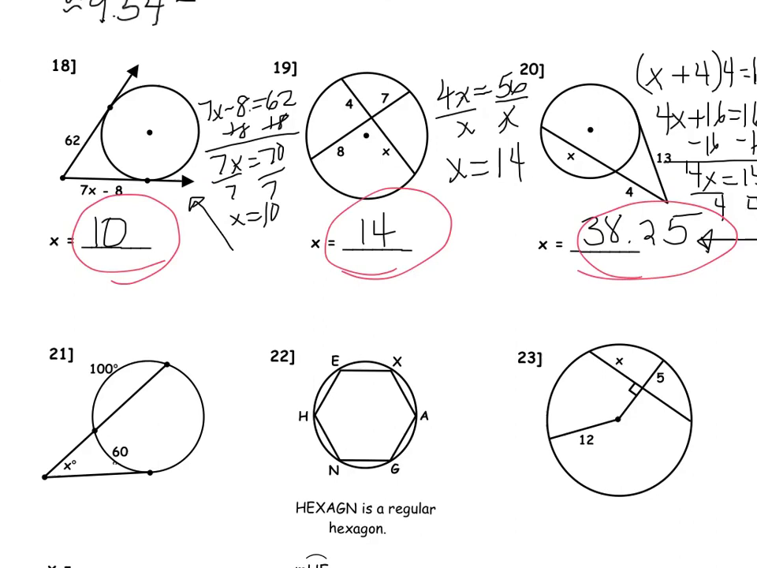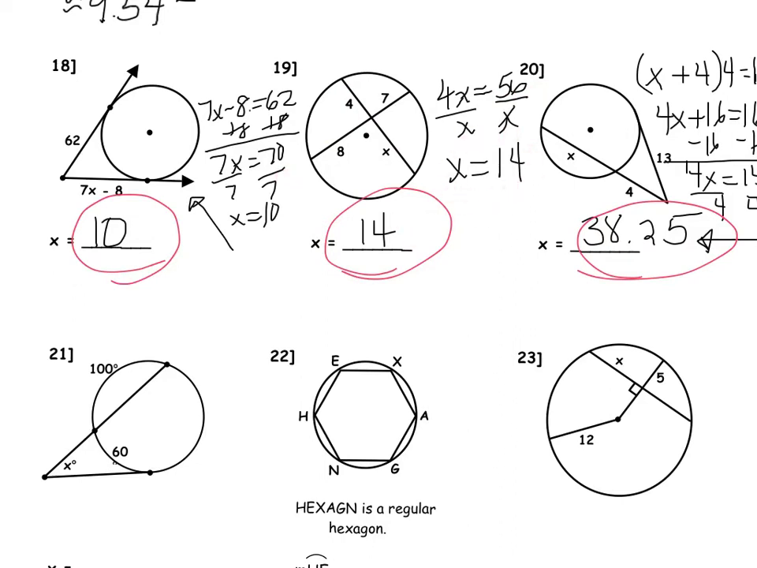All right, so question number 18. Clearly we have two tangent lines and they intersect the circle. So these two segments of the tangent line are going to be congruent to each other. So we're going to set them equal to each other. Solve for x, and x equals 10. For question number 19, we have two chords, and we know that the product of the chords, the sections, are going to be equivalent to each other. Therefore, we need to set up this equation, 4x equals 56, because that was 7 times 8. And then we're going to get x equals 14.